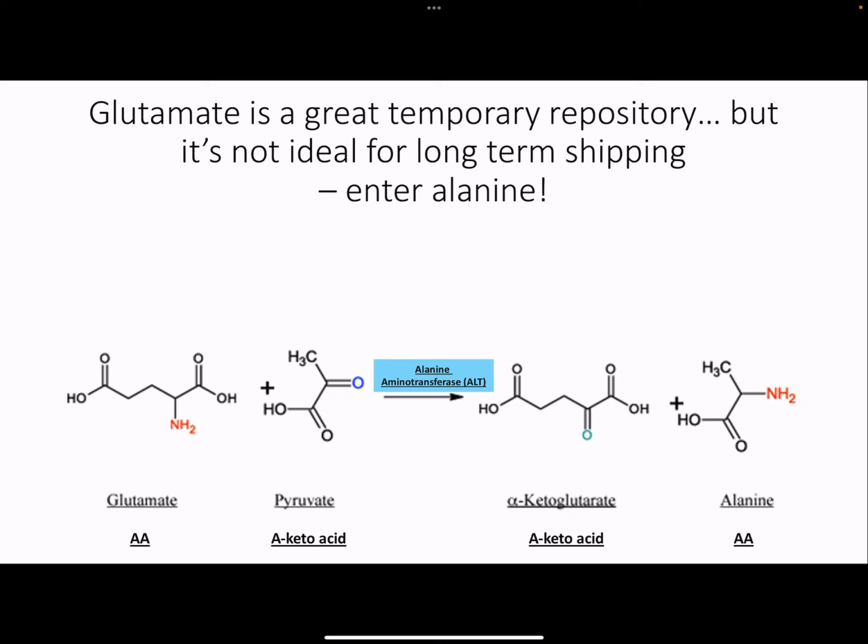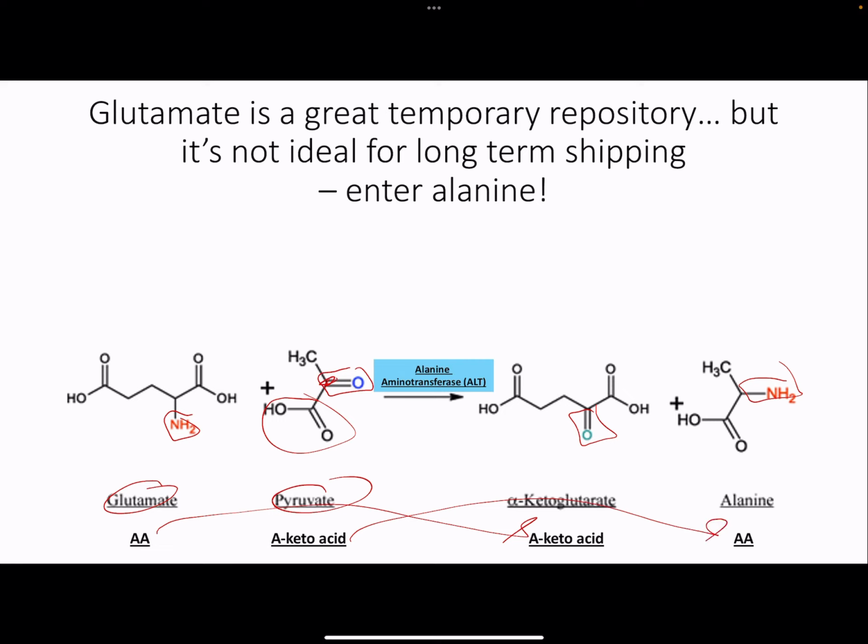So just one specific example, right? That's the general thing. Let's take glutamate, an amino acid, and pyruvate. Here's our carbonyl carbon, a ketone, and the alpha carbon with a carboxylic acid: a keto acid. Let's take these and swap. NH2 becomes C double bond O, and the double bond O becomes an NH2, and you know what? Glutamate became alpha-ketoglutarate, an alpha keto acid, and the alpha keto acid became an amino acid, alanine.